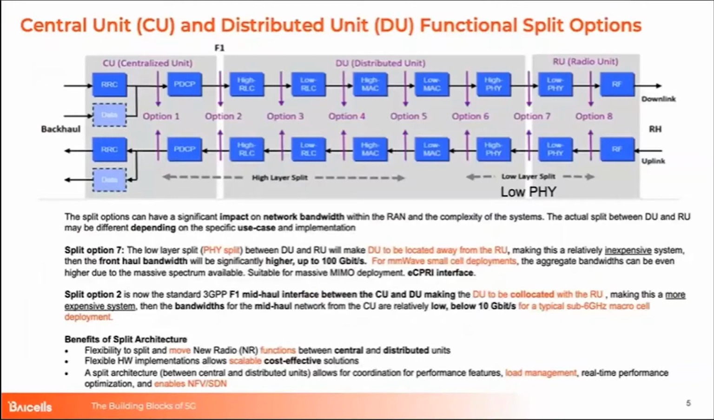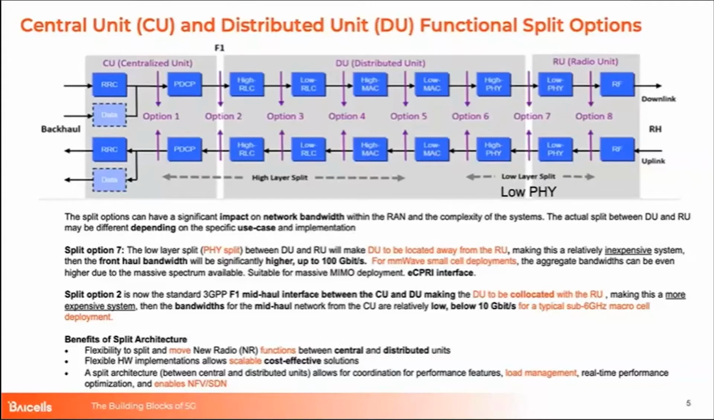So option 8 here, split 8, this is the CPRI. This is where the actual radio functionality is totally separated from the layers. And it's the default, the previous LTE setup. What's important here is split option 7, which is called 7.2 or the lo-fi.